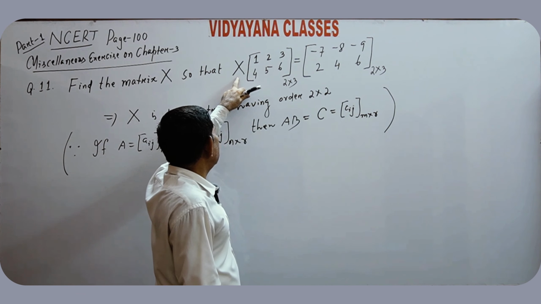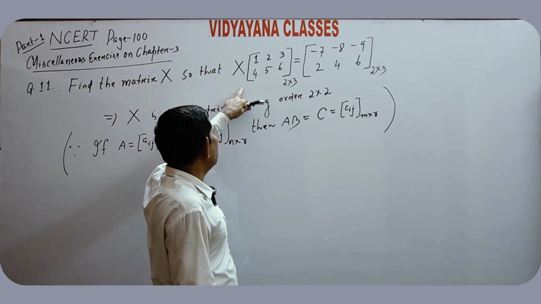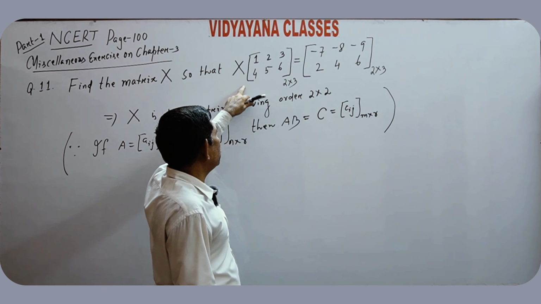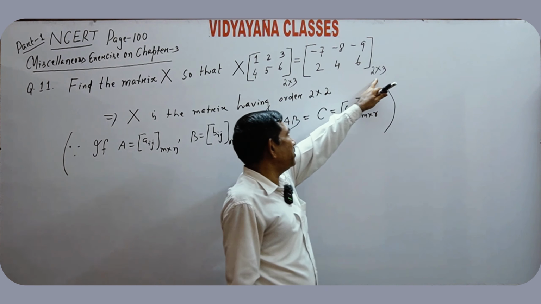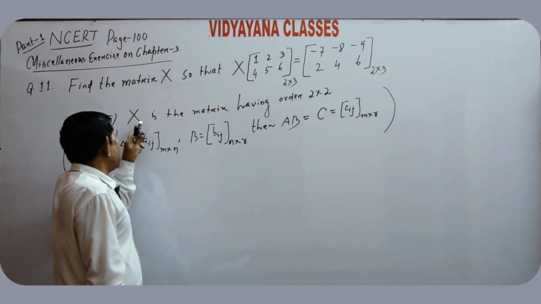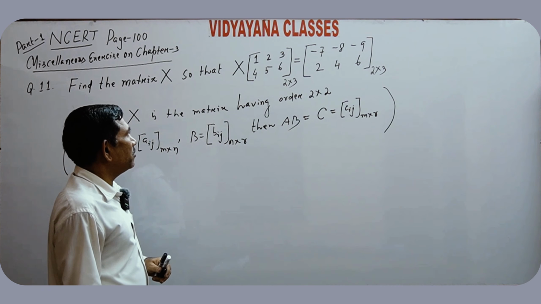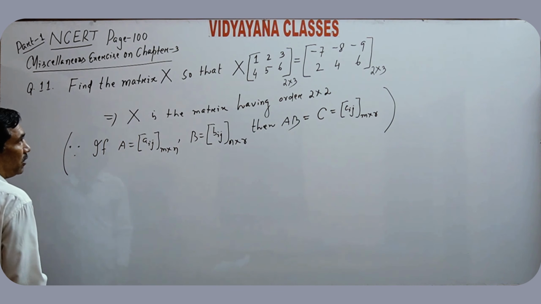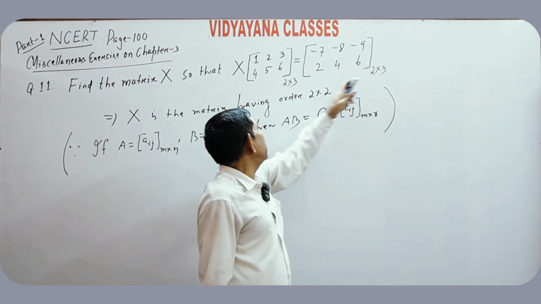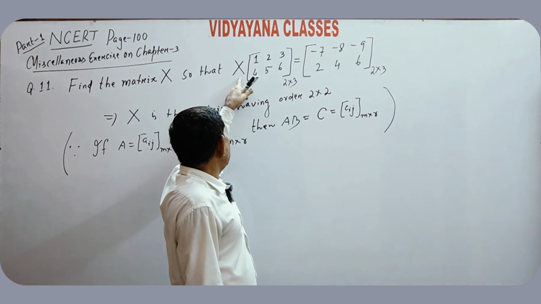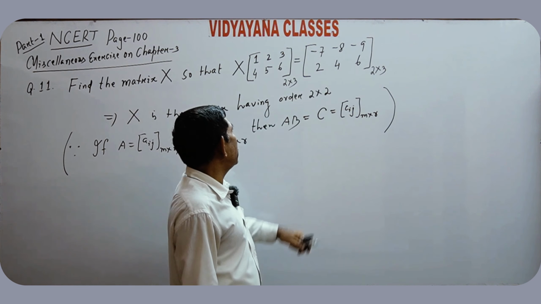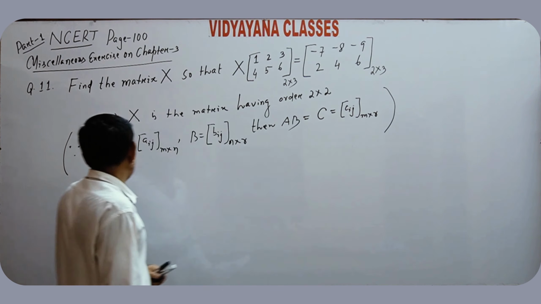If X is the matrix with order 2 cross 2, then the left hand side is defined. 2 cross 2, 2 cross 3, the result will be 2 cross 3. So, X is the matrix having order 2 cross 2. Clear? Since the result is 2 cross 3, the order of X must be 2 cross 2.